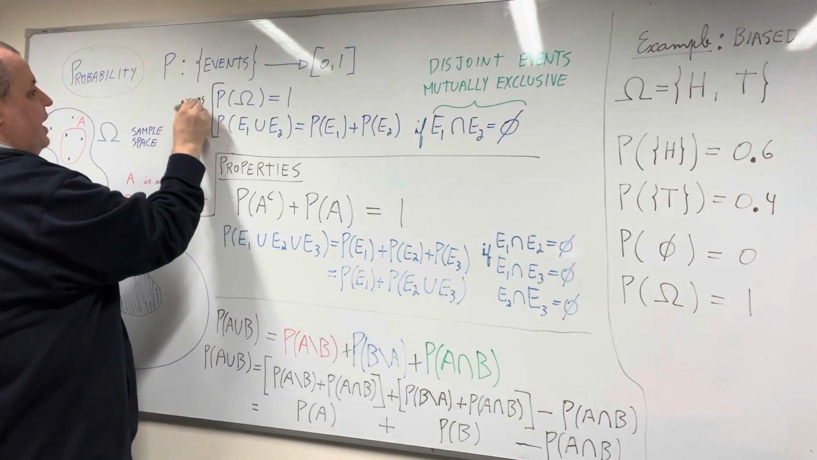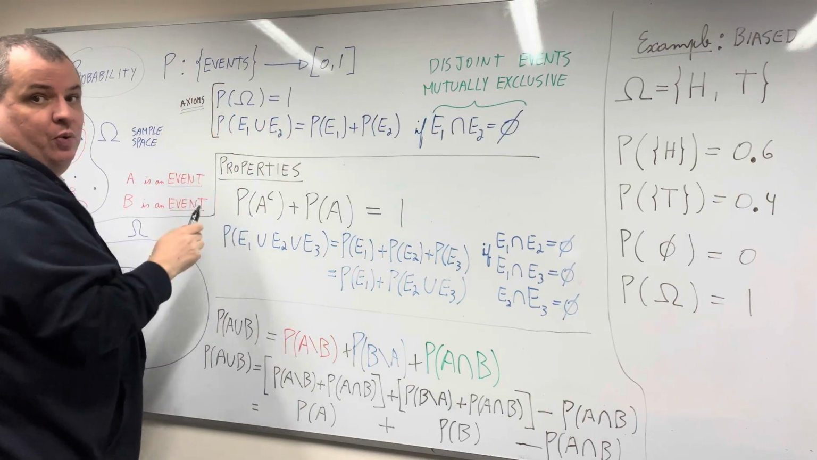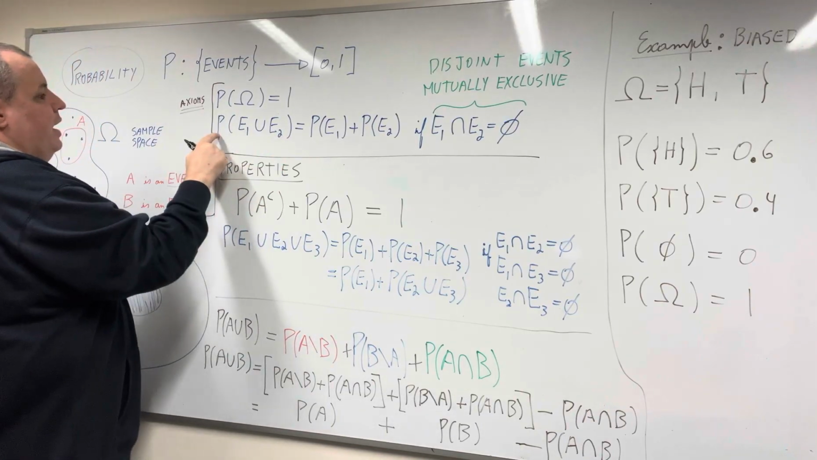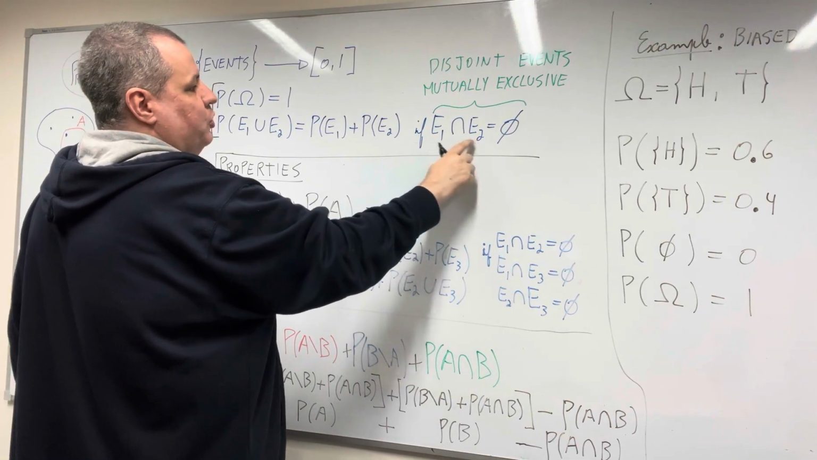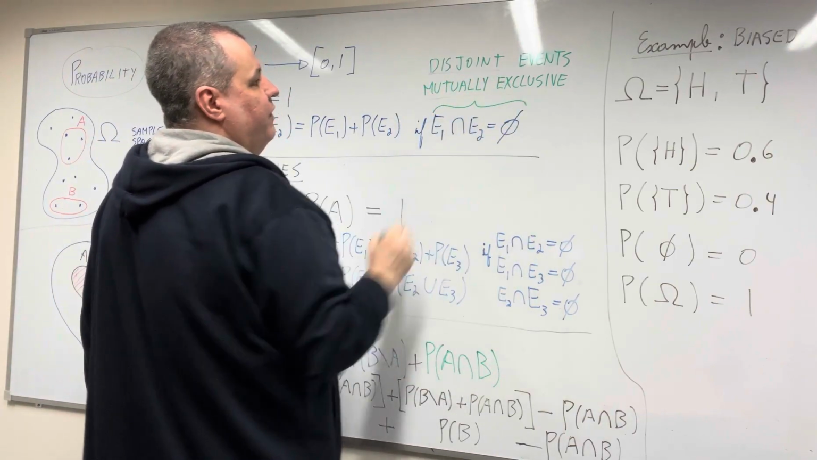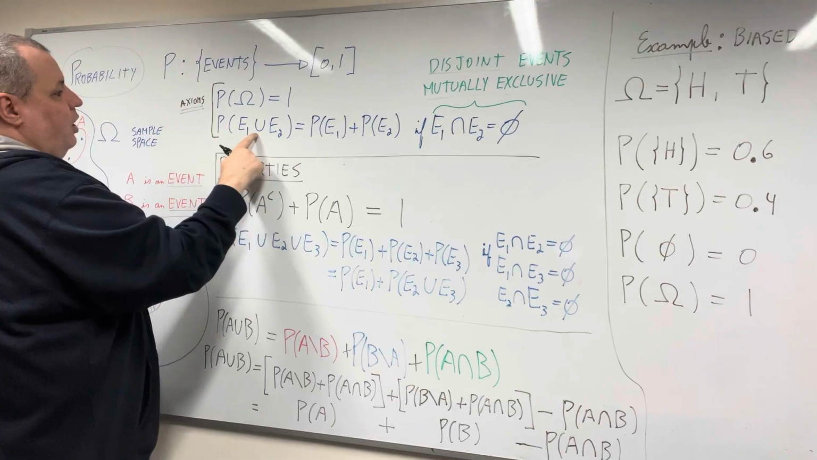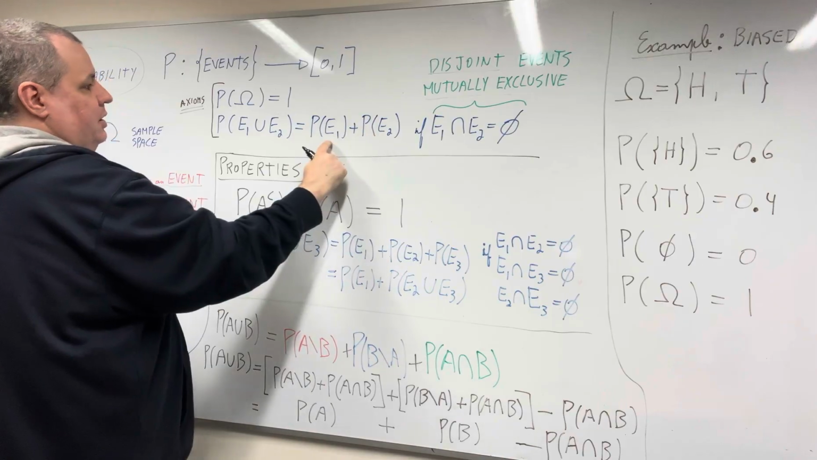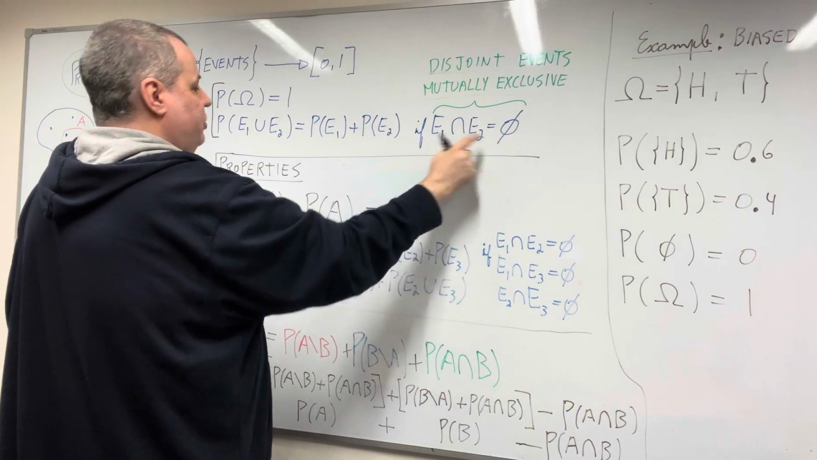But it has to satisfy axioms. The first axiom is that the probability of the entire sample space must be 1. The chance of finding anything is 100%. And if two events, E1 and E2, two subsets of the sample space, have no point in common, we call them disjoint or mutually exclusive events. They have no common point. Then the probability of being in the union is the sum of the probabilities of being in event E1 plus the probability of event E2. But this is an important condition.